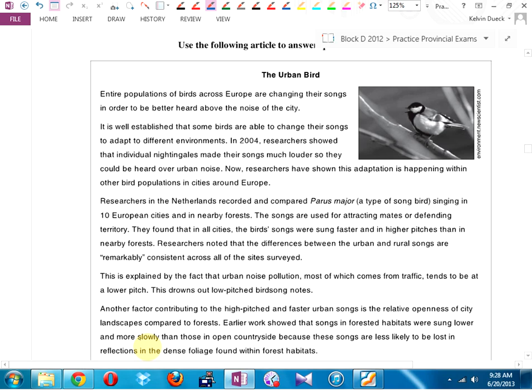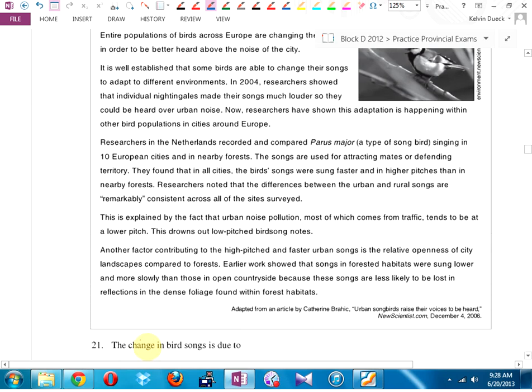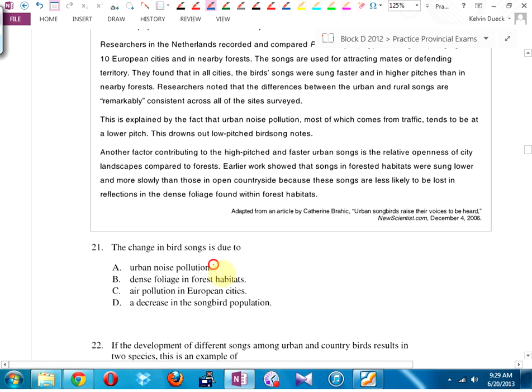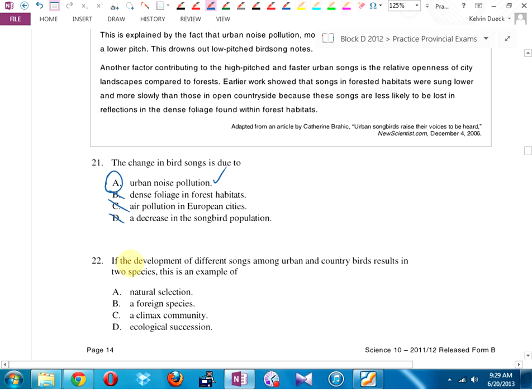What does urban mean? City. Okay. So entire populations of birds across Europe are changing their songs in order to be better heard above the noise of the... Okay, let's read. This change in bird song is due to, I'm going to guess, urban noise pollution, because it says in order to be better heard. Is it? Yeah. If the development of different songs among urban and country birds results in two species, this is an example of a, of what?